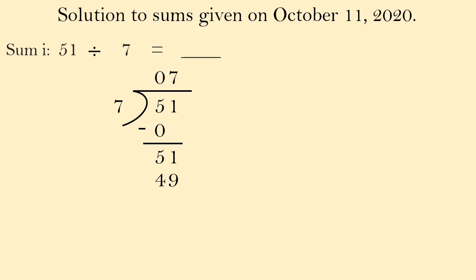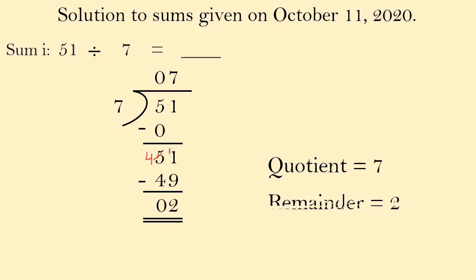Now you're going to have to do some borrowing, or you can count directly from 49 to 51. 49 in your head, 50, 51. That should be 2. If you're borrowing, cancel this 5 and make it 4. This will become 11. You add 10 plus the number here, so 9, 10, 11, and 4 take away 4 is 0. Our quotient is 7. Our remainder is 2.